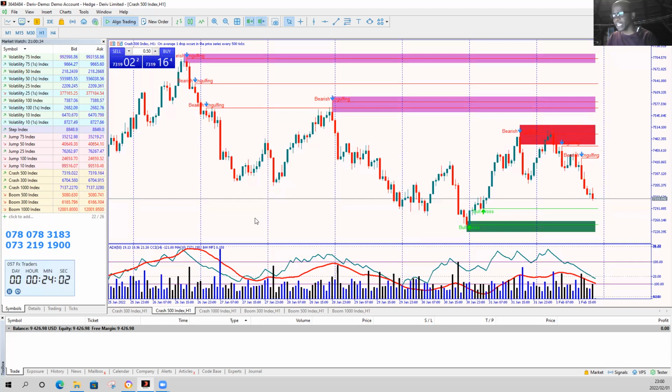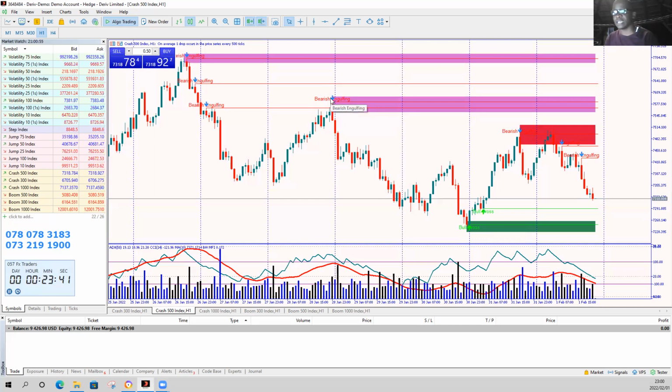So for you to take a good trade on this, you're not only focusing on the arrows that are coming there, you wait for the arrow to happen inside the resistance or inside the support. Like this one is happening inside the support, it's a good entry. And this one is happening inside the resistance, it's a good entry.